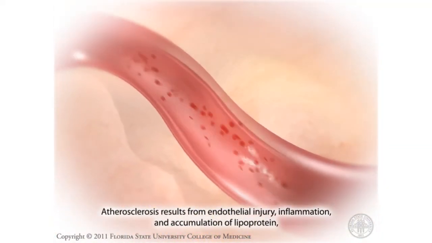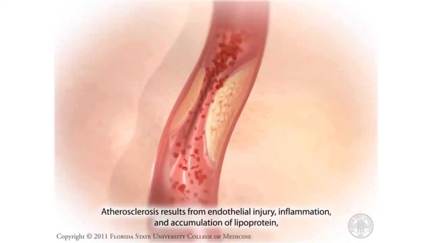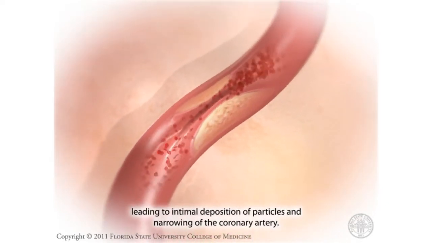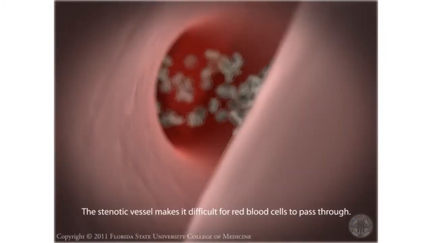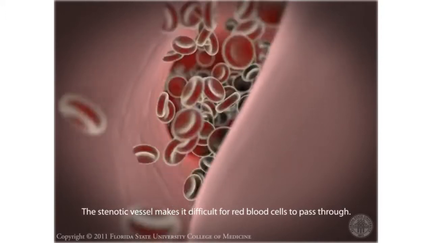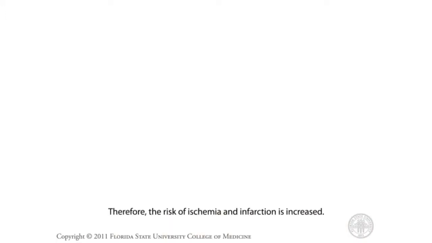Atherosclerosis results from endothelial injury, inflammation, and accumulation of lipoprotein, leading to intimal deposition of particles and narrowing of the coronary artery. The stenotic vessel makes it difficult for red blood cells to pass through. Therefore, the risk of ischemia and infarction is increased.